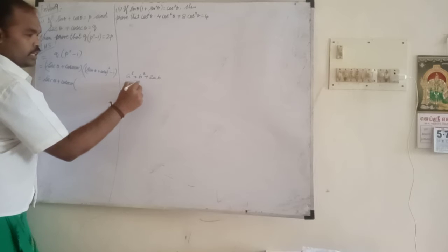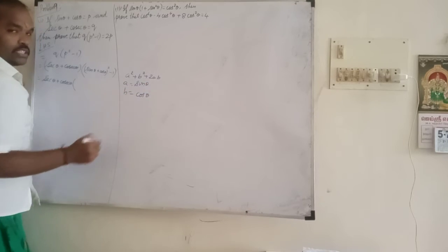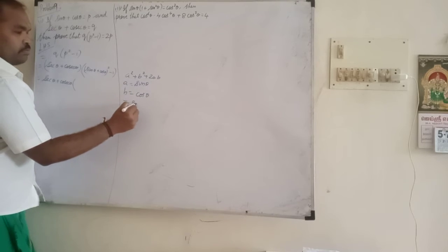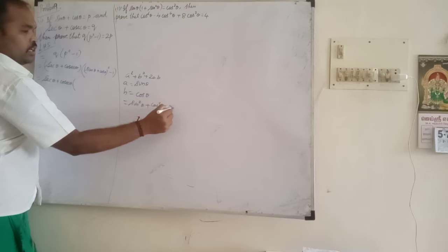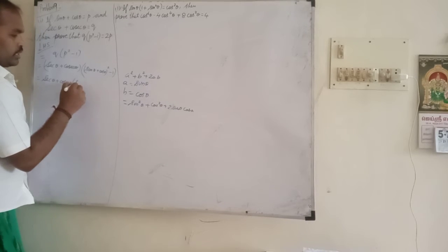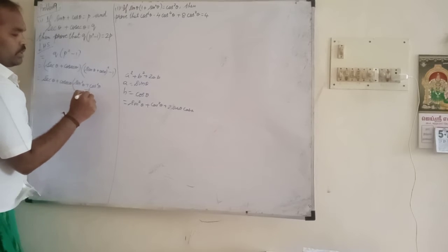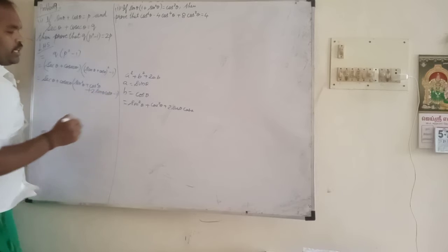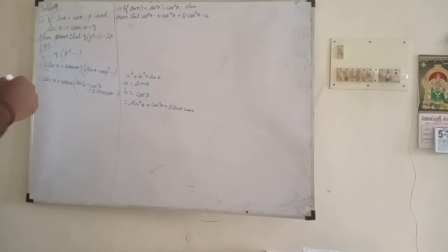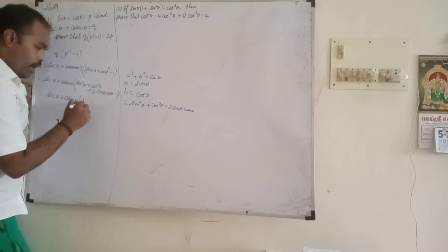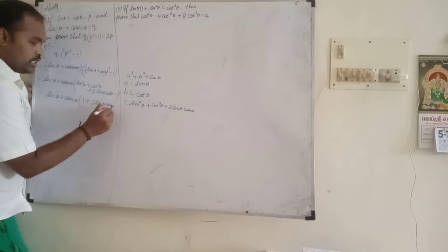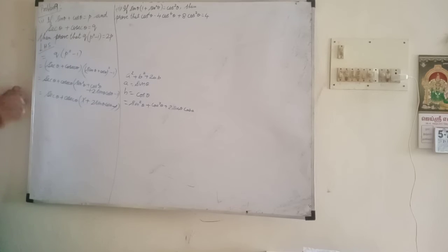So A is sin theta, B is cos theta. When you apply this, how much will come? Sin theta whole square, sin square theta. Cos theta whole square, cos square theta. Plus 2 sin theta cos theta. So sin square theta plus cos square theta plus 2 sin theta cos theta minus 1. Now, next, secant theta plus cosecant theta into (sin square theta plus cos square theta), what is the formula? 1 plus 2 sin theta cos theta minus 1. Plus 1 minus 1 is cancelled.